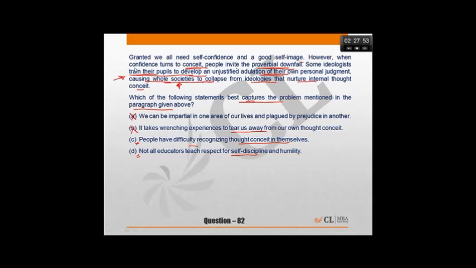Okay. So the focus has to be between C and D. I'll go for D because some ideologists train their pupils to develop an unjustified adulation. So if they don't train them in this, but they give them the right inputs, it will not be an issue. So most probably, though not 100% sure, I will go with choice D.